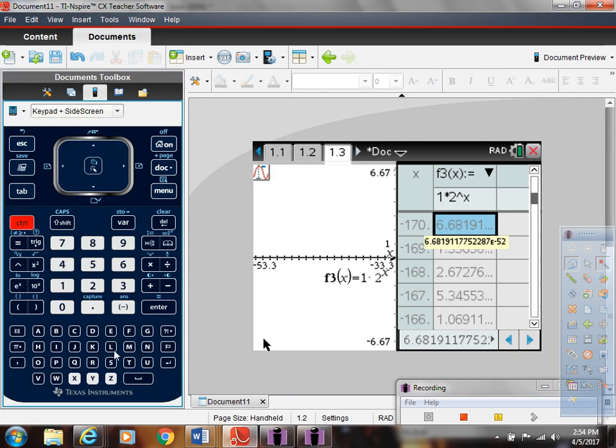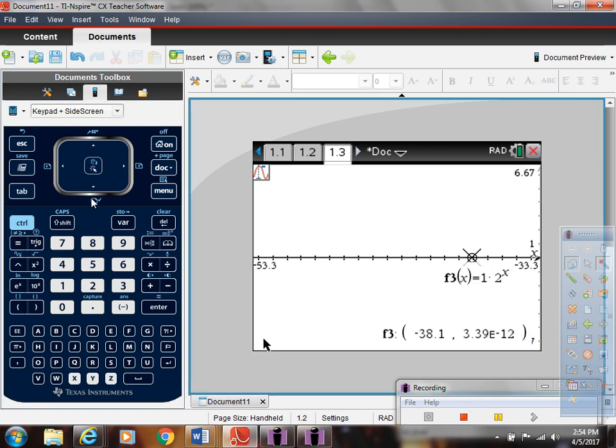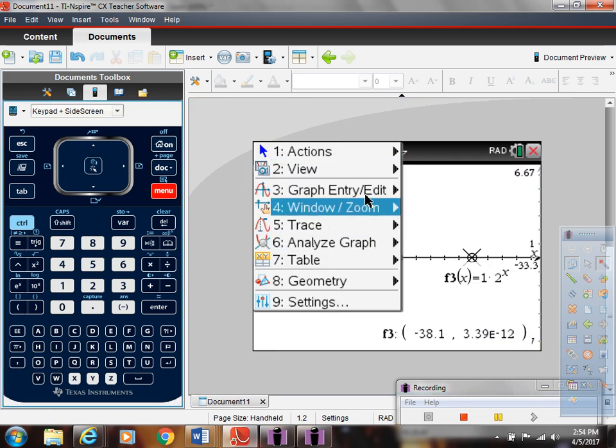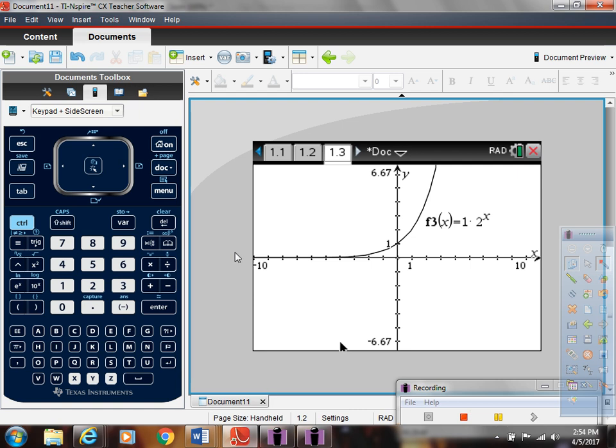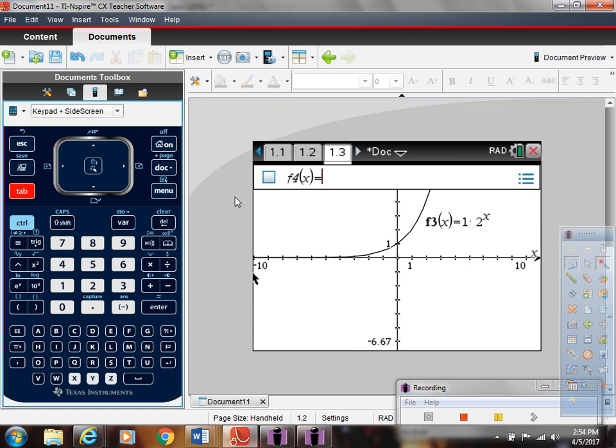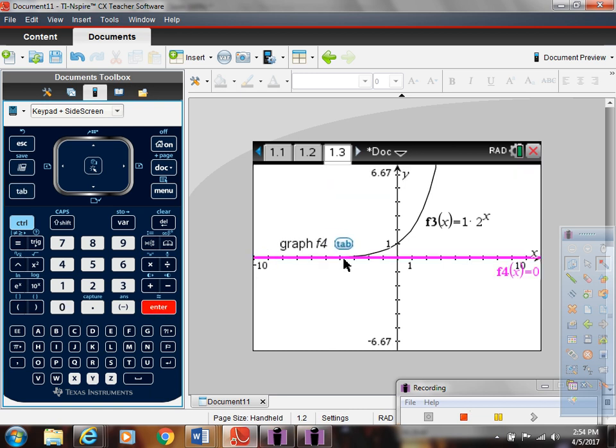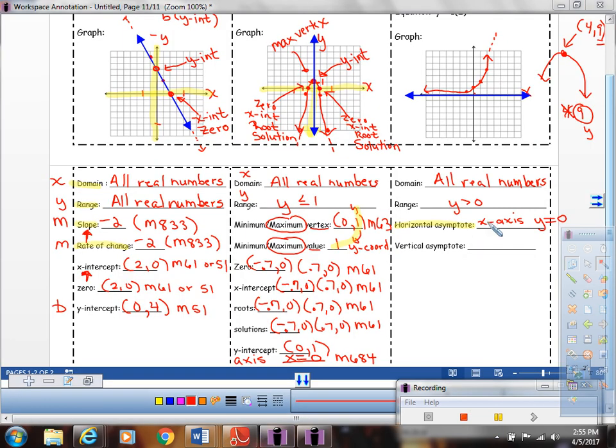So again, let's do Control T. I'm gonna move that out of the way. Let me put the graph back on the way it was. By the way, Zoom Standard, if you ever do the trace and you want to see the graph again, just go to Zoom Standard. So watch, when I hit Tab and I type in y equals 0, let me just put the 0 in there. See? It's the equation for the x-axis. And so that's sometimes what they want, the actual equation. So you could write x-axis and then put the equation.